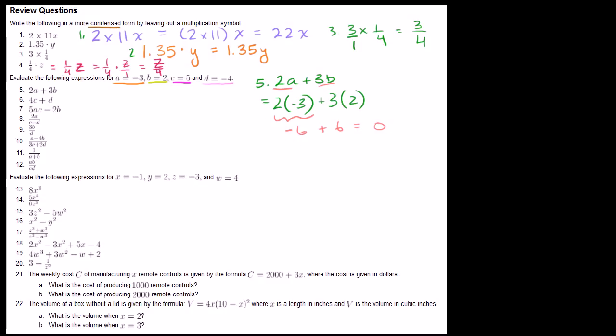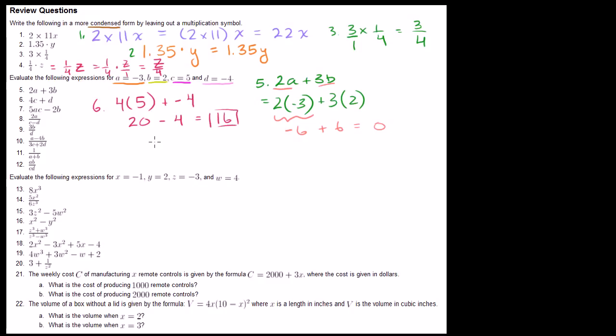Let's do problem 6. So you have 4 times c. Now what's c equal to? They tell us c is equal to 5. So 4 times 5, that's our c, plus d. d is negative 4. So we have 4 times 5 is 20, plus negative 4. That's the same thing as minus 4. So that is equal to 16.